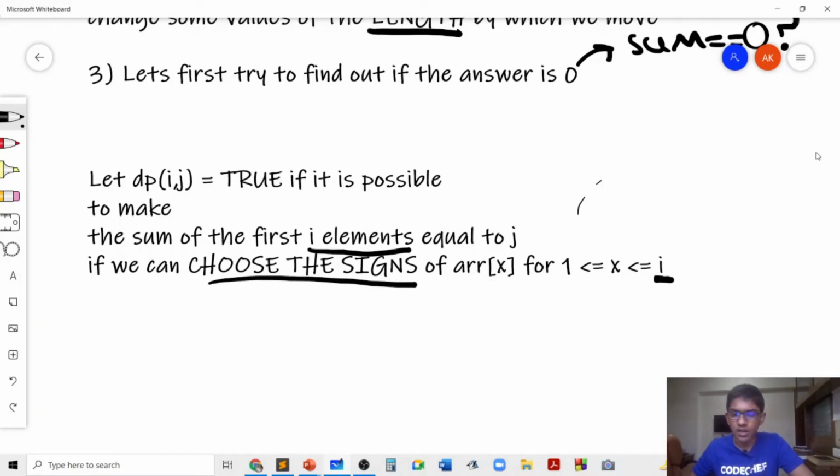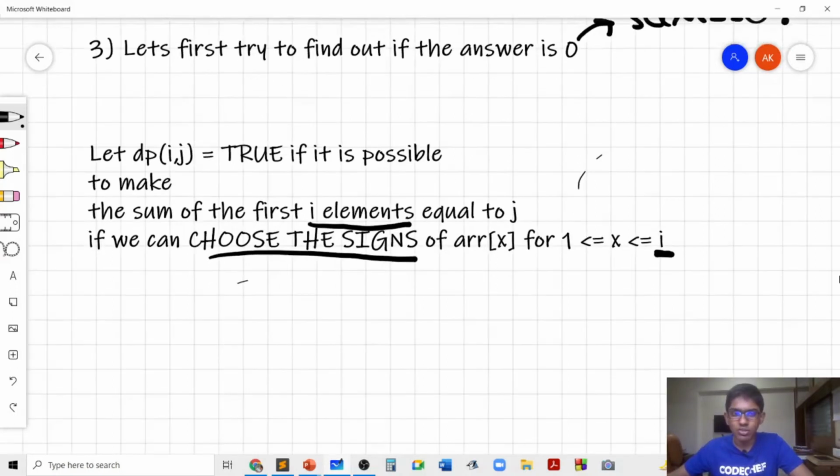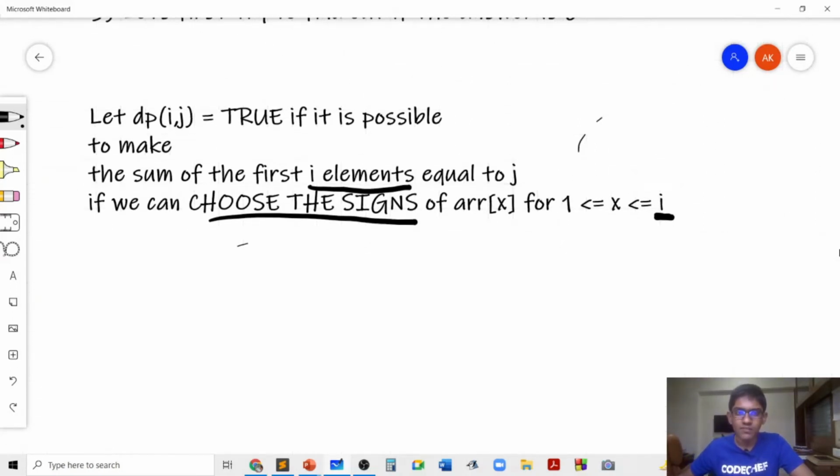And note that there is no cost to choosing the signs. That's why it's just a true or false value. It's a Boolean DP. And to be able to solve this DP, we need to make the recurrence. So the recurrence will just be either we choose the ith element to be a plus array[i] or a minus array[i].